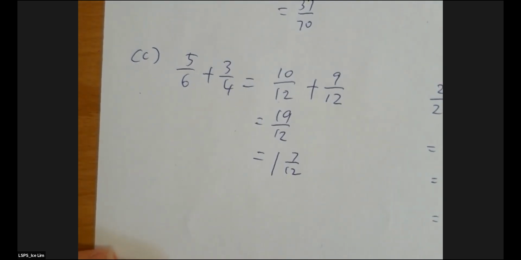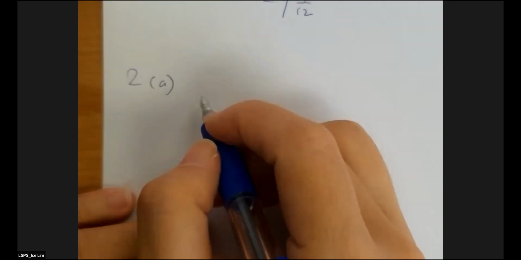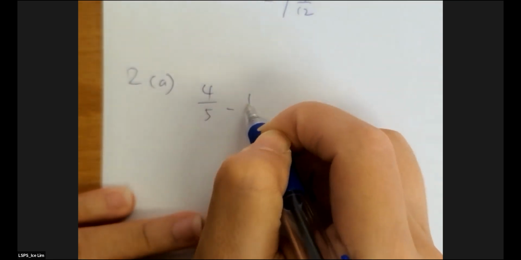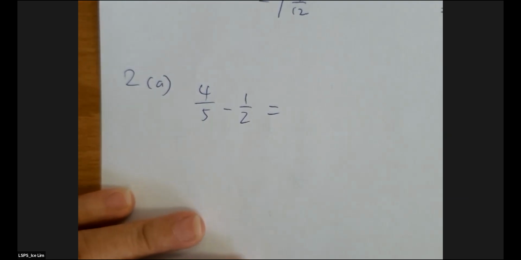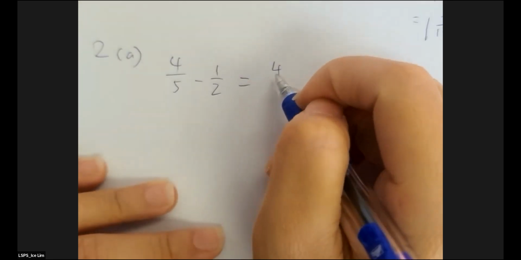Okay, next one, challenge. We try subtraction now. So we don't really need to go all the way to the next multiple. If you are ready, we have 8 seconds. 4/5 minus half. 5 seconds. 1, 2, 3, 4, 5.